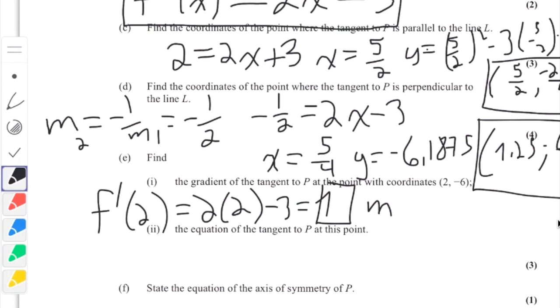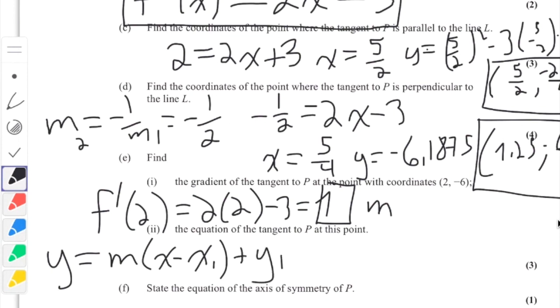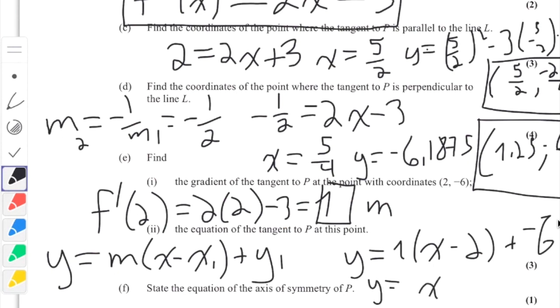Again, I'm a big fan of the point slope version for straight lines, linear functions. So I'm just going to use this version of a linear equation, and I'm going to find the function for y. 1 times x minus 2 plus y1, negative 6. And if I want to expand and simplify, mx plus c, y equals x minus 8. If I wanted to simplify, it's not necessary. It just says give an equation. It doesn't say what form or to simplify.